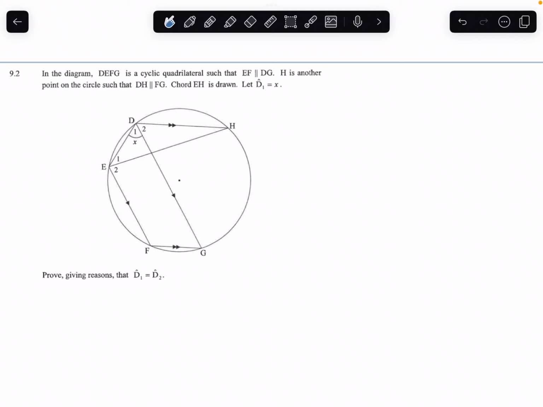Hello, time for another math ramble. We are looking at the department's May 2023 paper 2, question 9.2.